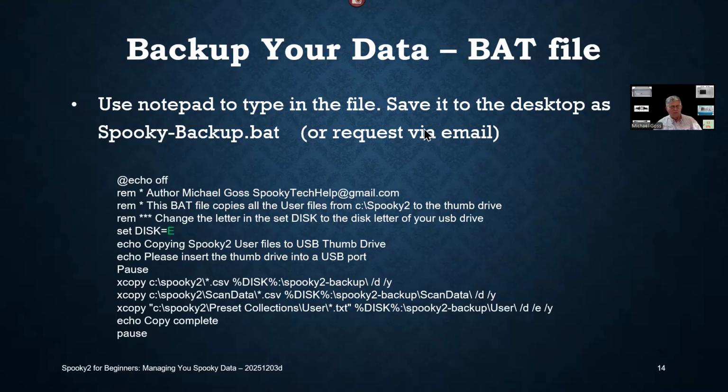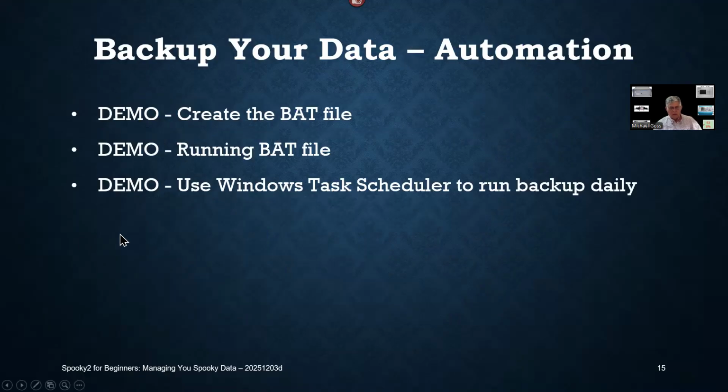And I can email you this if you prefer, but it's so easy just to copy and paste it out of here. That's the easiest way to do it. And remember, you need to make sure your thumb drive is going to be disk E, and we'll look at that in a second. All right, so now we're going to demonstrate it.